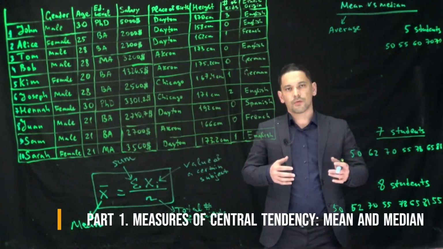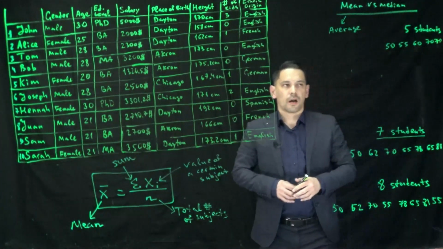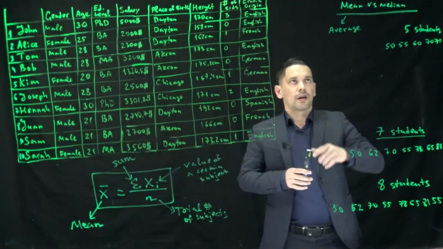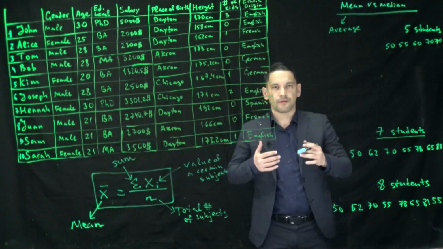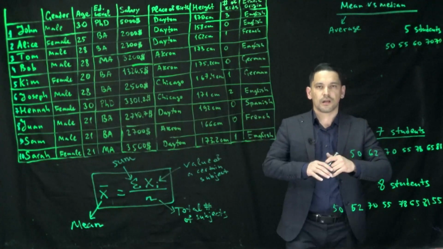Hey guys, in this video I want to talk about the difference between the mean and the median. I think you guys know what a mean is. It's basically the same thing as the average. Now, to calculate the mean, you just have to sum up the values of all the subjects and then divide that sum by the total number of subjects. I'll give you an example.